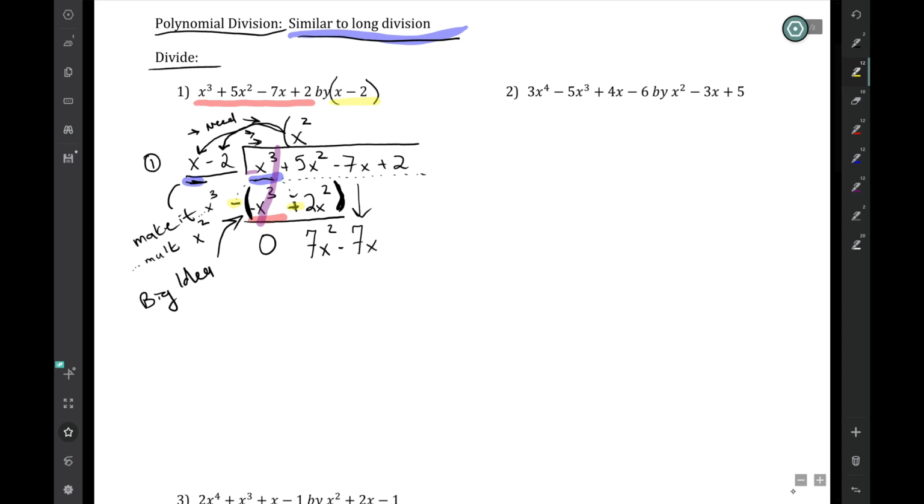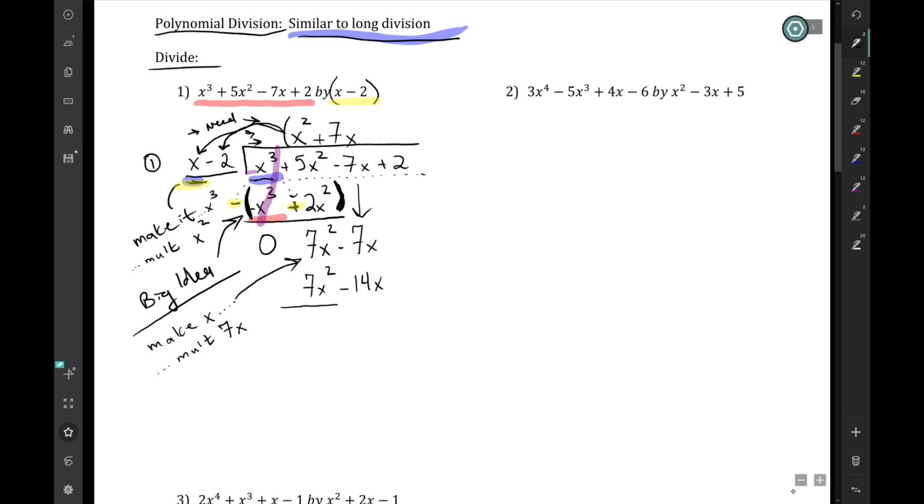Now from here, again, we have an x. How can we make the 7x squared? Well, I need to multiply by a 7 and an x. So I need to multiply by a positive 7x. That again, distributed, gives me 7x squared. Again, you want these to be the same. 7x times negative 2, negative 14x. If these two numbers are going to cancel out when you subtract, you're on the right track.